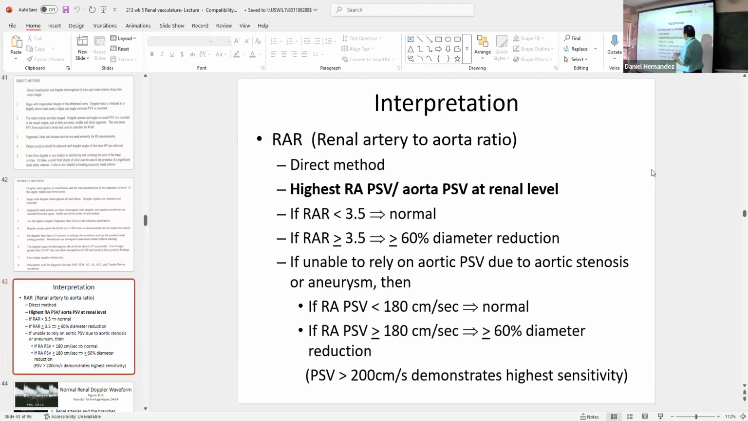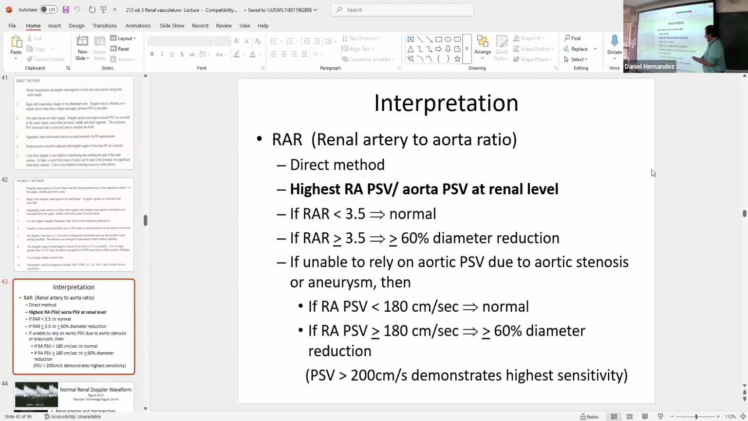So what we're looking for, if that RAR is less than 3.5, it's considered normal. If the RAR is greater than 3.5, then it equates to a 60% diameter reduction. So we have a hemodynamically significant lesion in that case. So 3.5 is your magic number. That's the one we have to remember. Less than 3.5, normal. Greater than 3.5, abnormal. Or 3.5 or greater, abnormal.